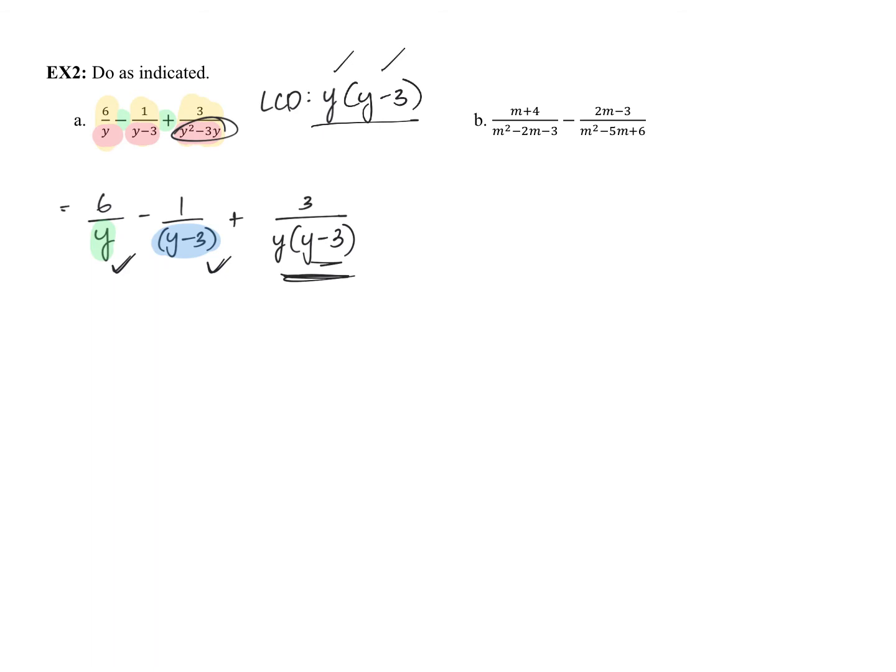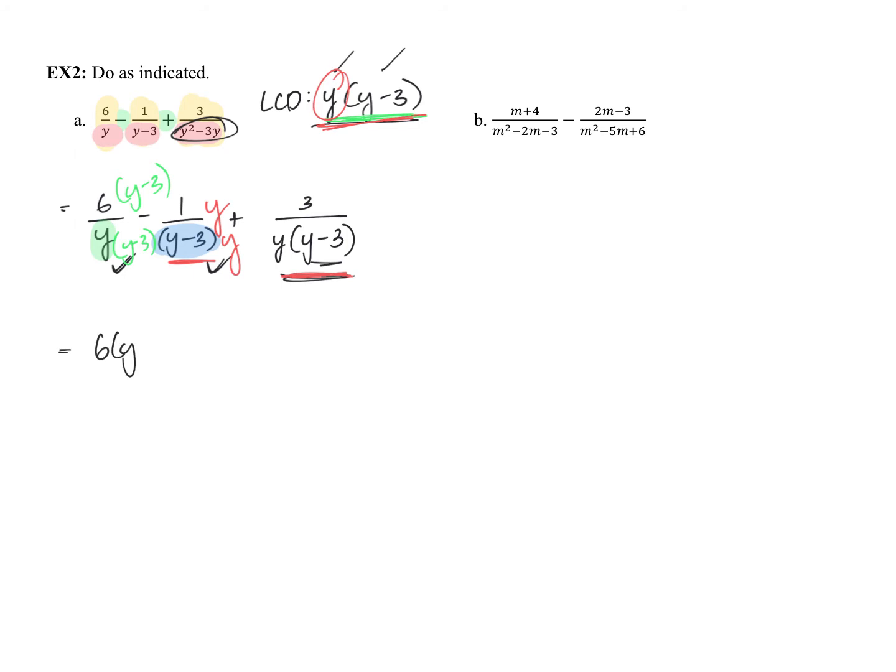So now I can create a common denominator. Let's see, what do I need to multiply the first fraction by to get this common denominator? Well, it's just missing the y minus 3. Let's go ahead and multiply that to the top and the bottom with the building up property. Now, the next fraction, what is this one missing? Well, it's just missing the y. So I'll go ahead and multiply top and bottom by y. And the last fraction, what is this one missing? Well, it's not missing anything. It already is the common denominator, so we don't need to multiply it by anything.